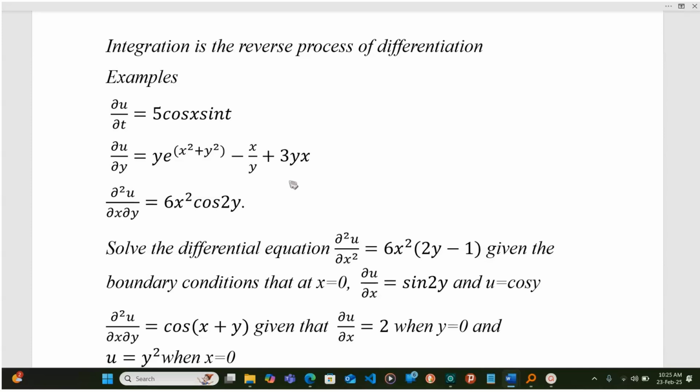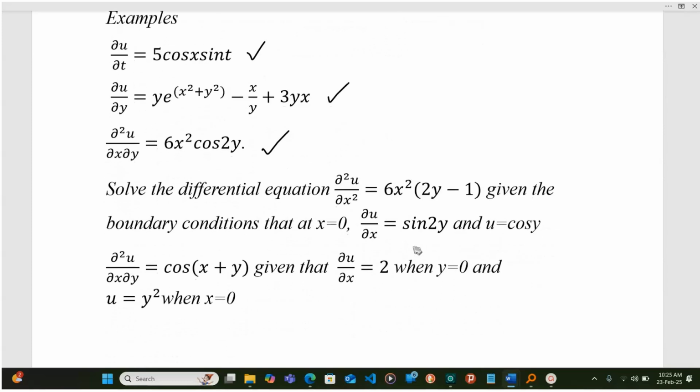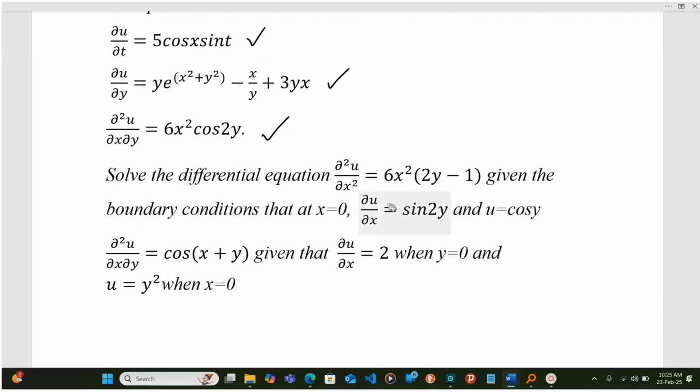So the examples that we are going to tackle include this, that. Then this kind is provided with boundary conditions so that you are able to eliminate some constants. So keep tuned in and we see how we solve these problems.